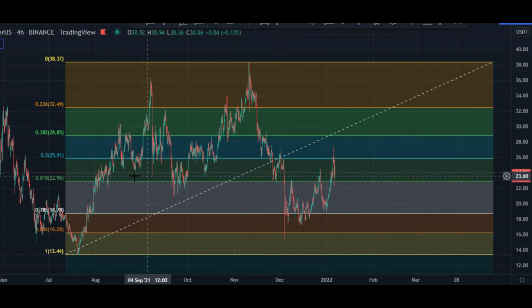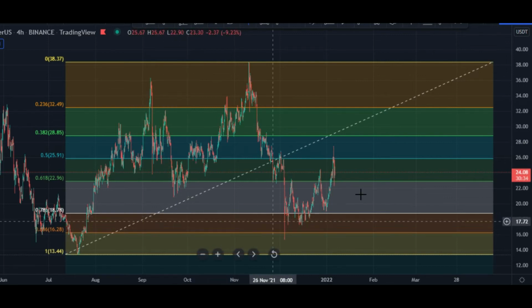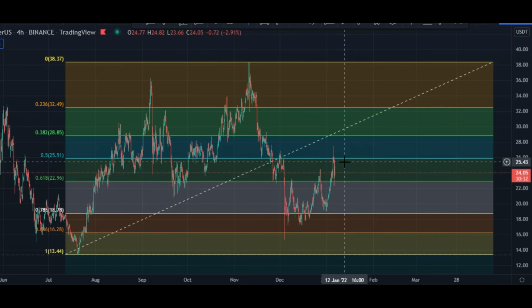Price has to hold this area. Otherwise, if price breaks the $22 price zone, that is why this area is very important. After that price can go down to $18 and after that $16. These are the targets. And if price breaks towards the upside, if price breaks the $26 price zone, in that case $29 will be the first target, $32 will be our second target, and the third target will be $38.